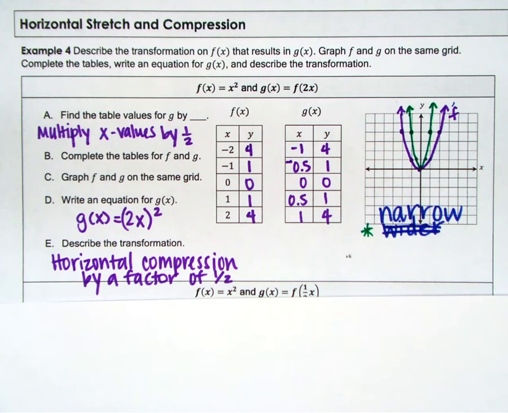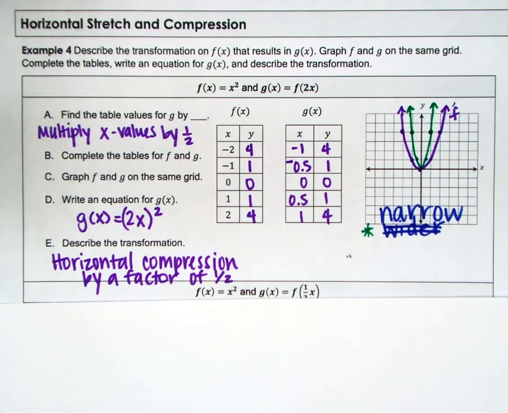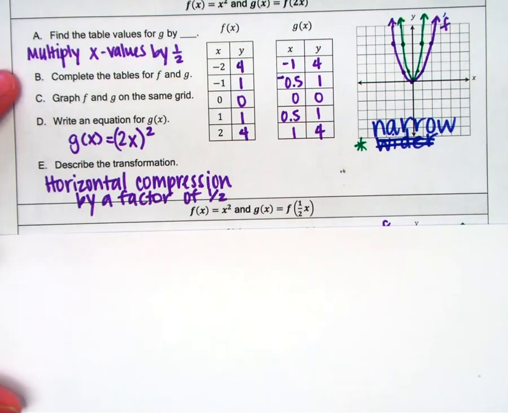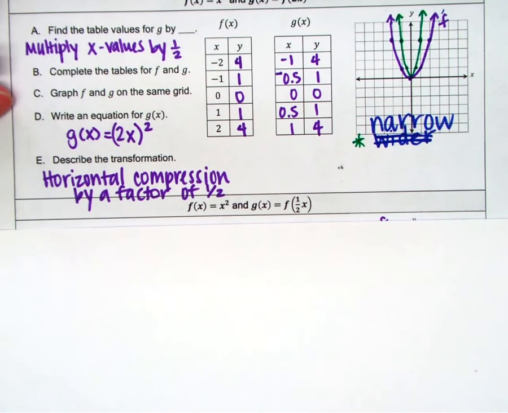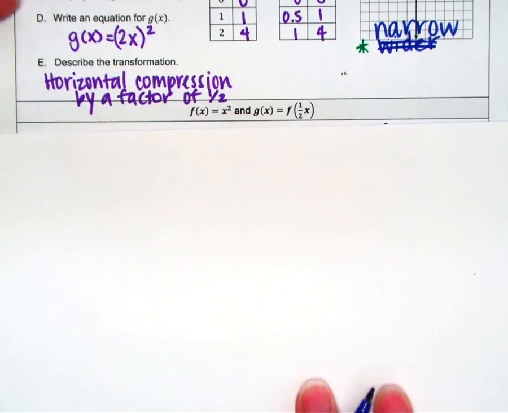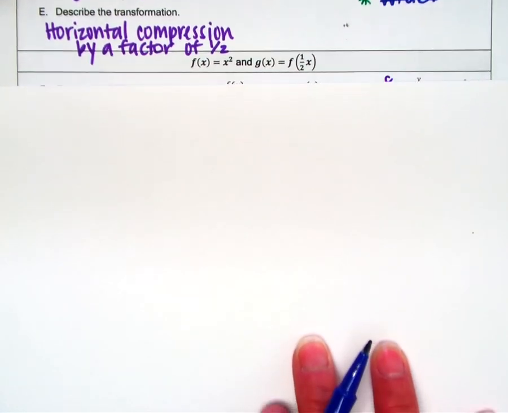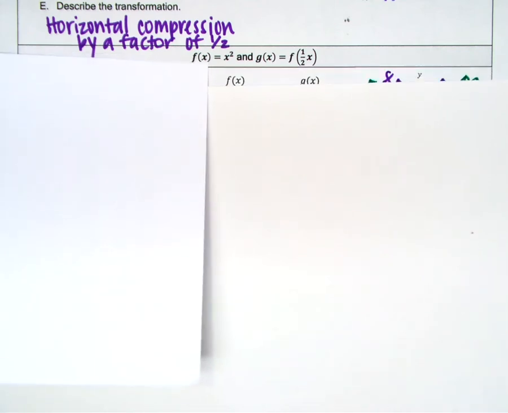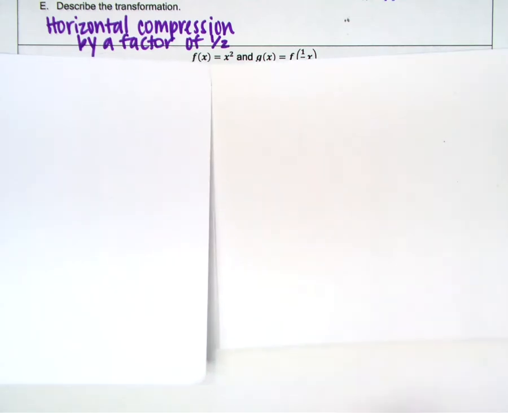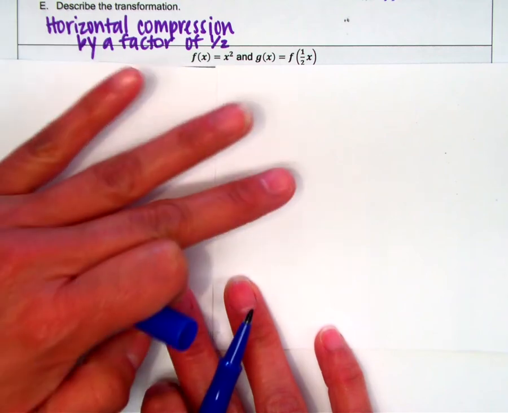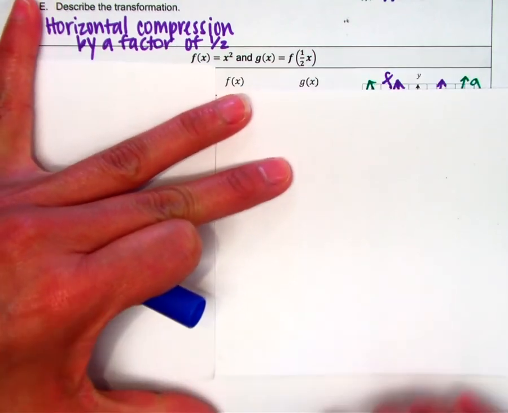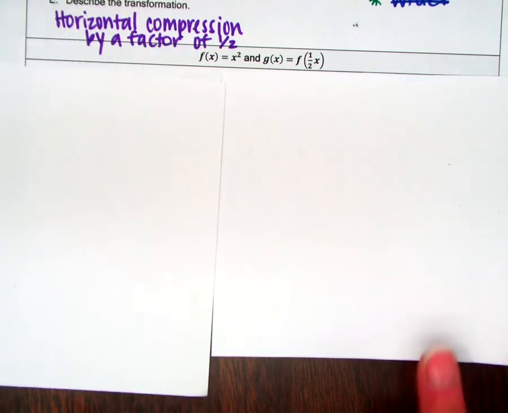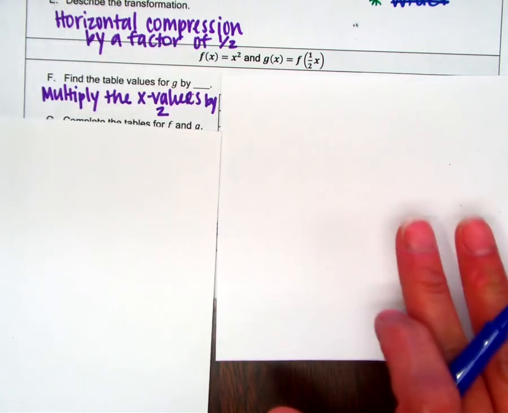In the next example, you have f of x equals x squared and g of x equals f of 1/2 x. So in this problem, again, you want to remember that it's the opposite of what's inside the parentheses. So you want to take the reciprocal of that. So the reciprocal of 1/2 would be 2. So here you're going to be multiplying the x values by 2.